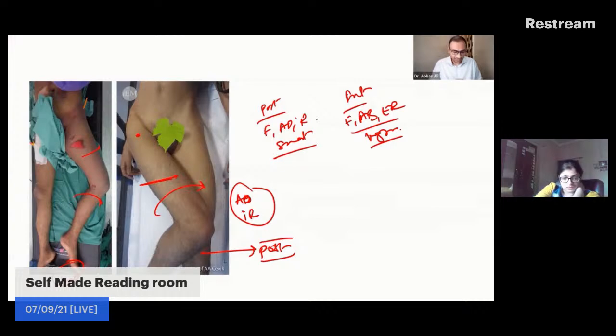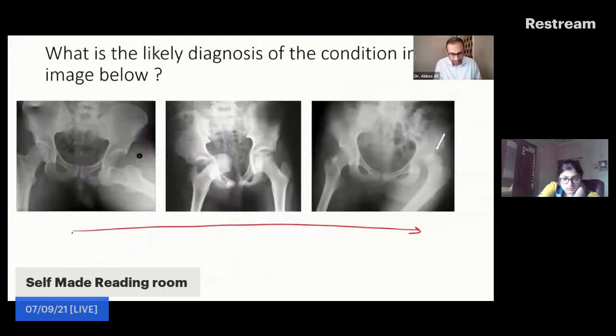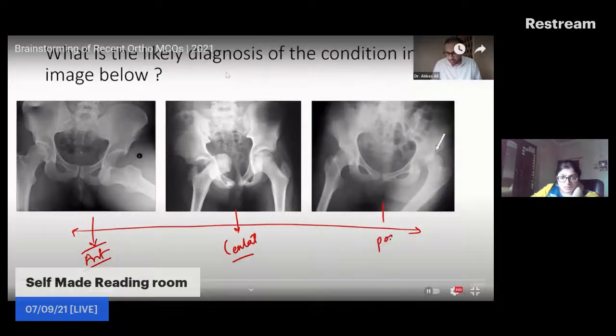Did you get this concept? Is this concept of hip dislocation clear, friends? Very, very important. It will show up on your exam. Okay, now again, a quick recap. Take a screenshot, take a photograph, whatever. This is your anterior dislocation. This is central dislocation. And this is your posterior dislocation.